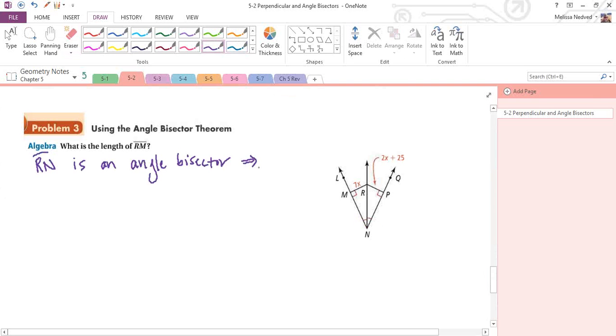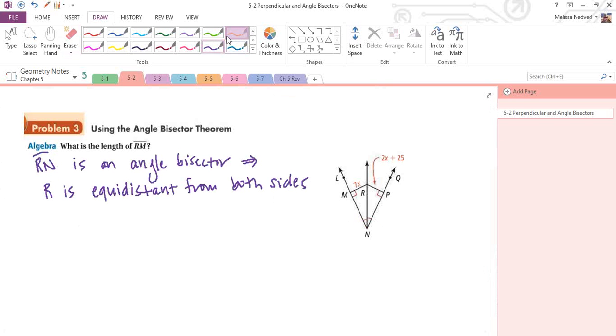Therefore, using that theorem we just talked about, R is equidistant from both sides. And since we measure the distance along the perpendicular, that tells us that RM is equal to RQ. So this segment here is the same length as this segment here. And now, just like in our last couple examples, we're going to go ahead and use substitution. The length of RM is equal to 7x. And the length of RQ is equal to 2x plus 25.